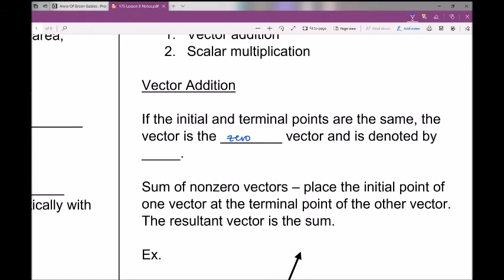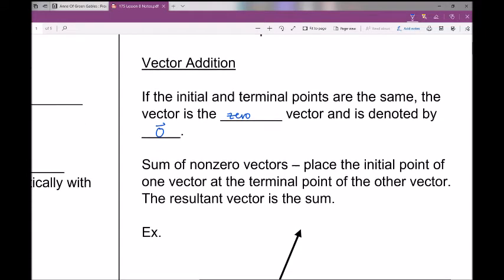And we denote this as a 0 with a little arrow over it. So if you think about the initial and terminal points being the same, so let's say we have a point somewhere in space, and let's say that that's your initial point. If your terminal point was in the same exact space as that, obviously you're not going to have really a vector, you're just going to have a point. And so it's kind of like adding 0 to a vector that you already have. And so that's why we call it the 0 vector.